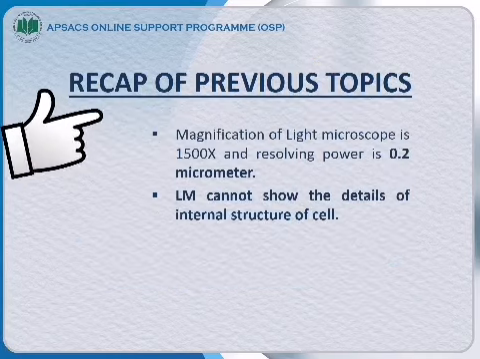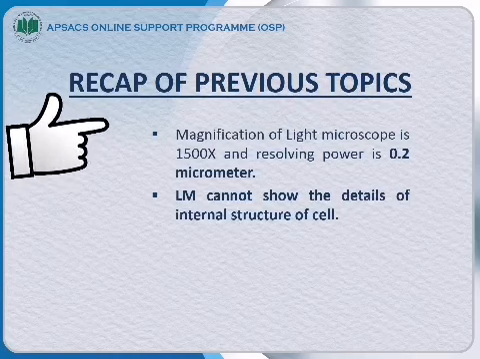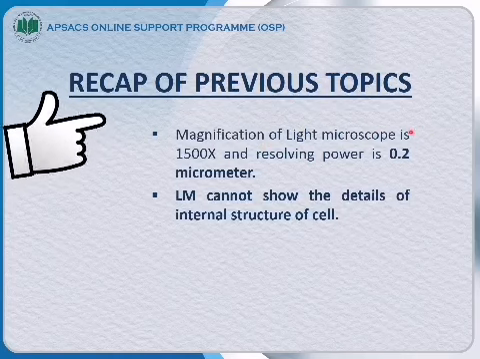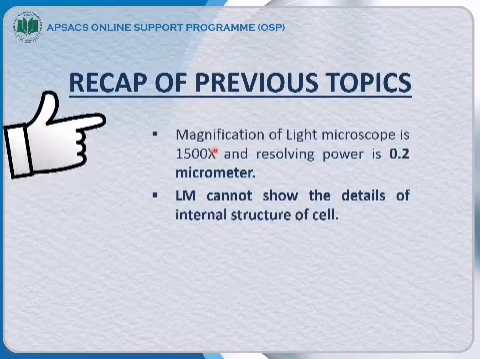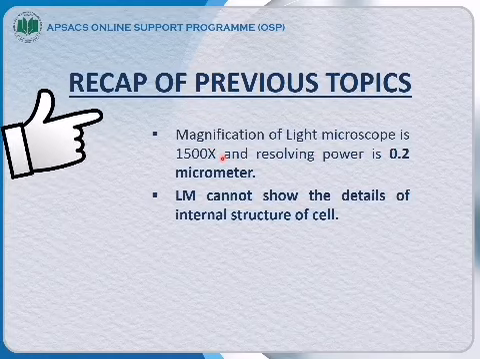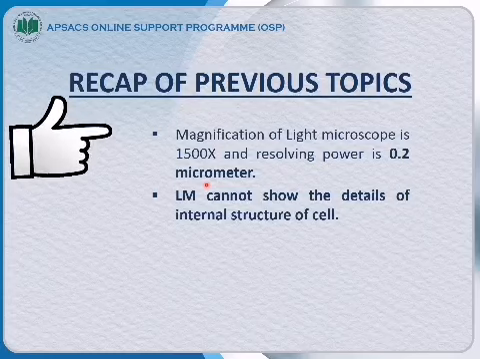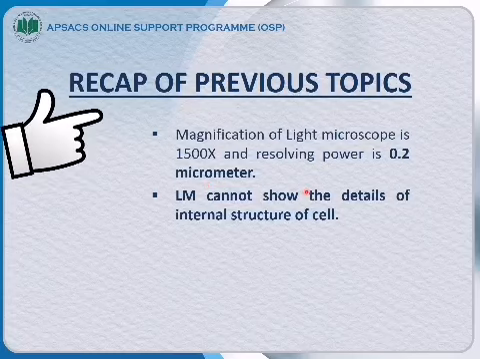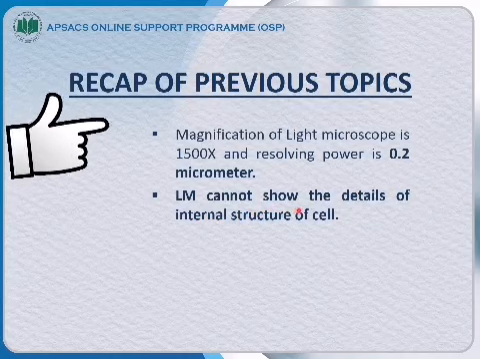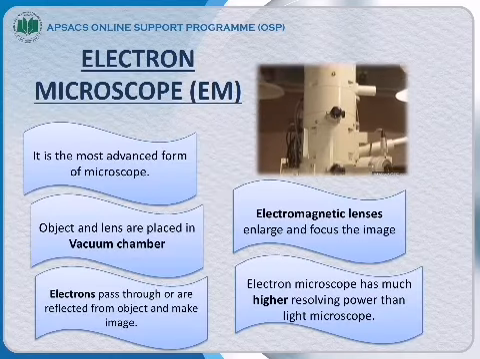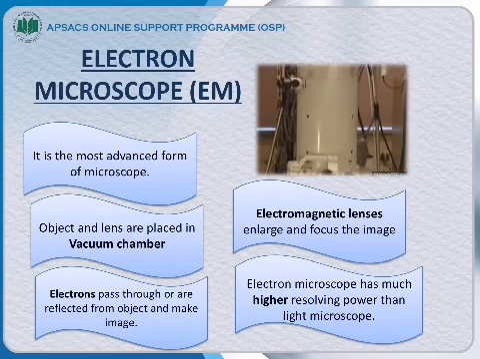There is a recap of the previous topic: the magnification of the light microscope is 1500x and the resolving power is 0.2 micrometer. But the drawback of using the light microscope is that it cannot show the details of the internal structure of any cell. So this is the start of the main topic, that is the electron microscope.